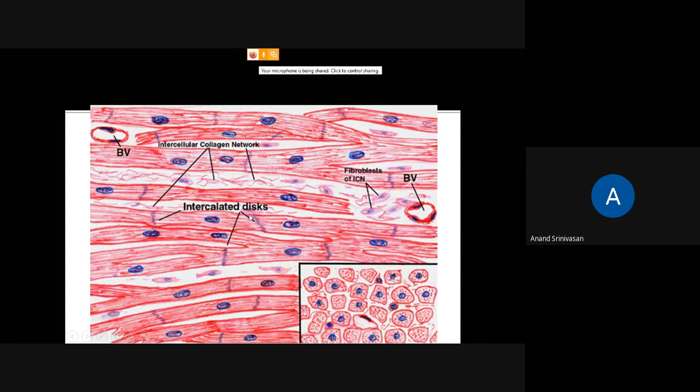Once again, the cardiac muscle: they are striated. The nucleus is in the center. They are branched, and there are intercalated discs. So, 4 points for the identification of cardiac muscle.